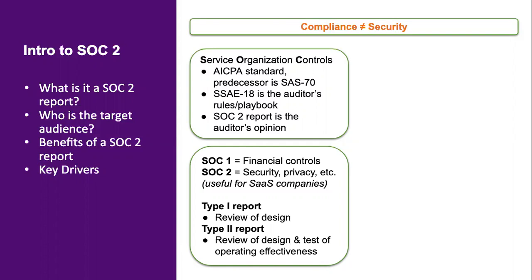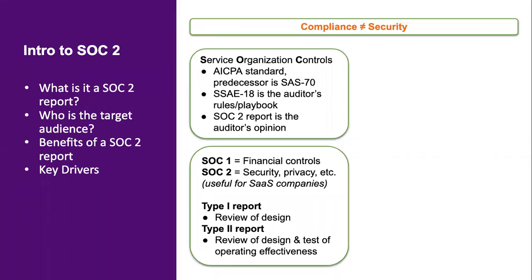The two different types: type 1 reports are simply a review of design. The auditor looks at the control program that you have designed, compares it against the relevant framework standard, and issues an opinion on how well the program you've designed meets that standard. The key thing that's missing there, and what's contained in a type 2 report, is actually conducting tests of operating effectiveness. So in a type 2 report, the auditor not only reviews your documentation, they also go and conduct tests.